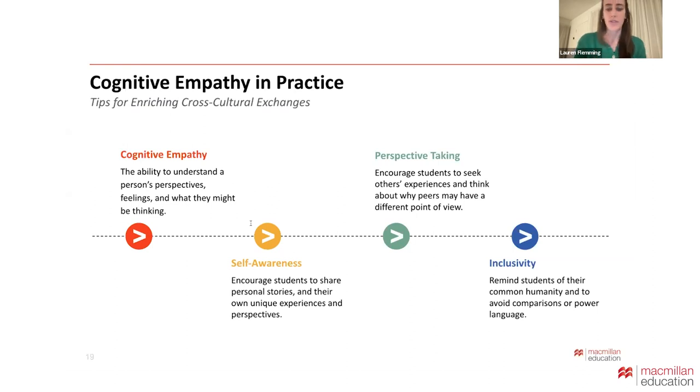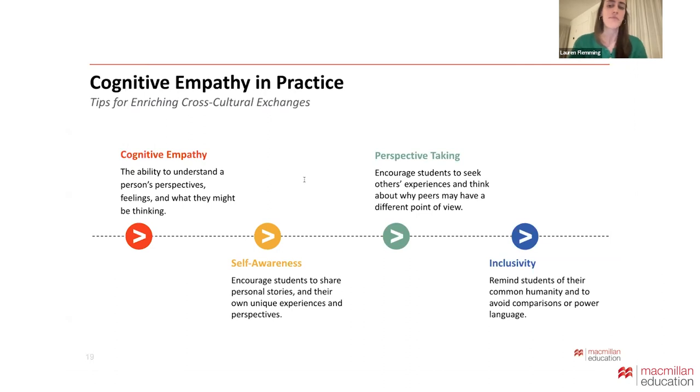And one simple way to have students practice perspective taking day to day in your classroom is during reading activities, where you can prompt students to consider a character's thoughts and feelings, or how a character might act next based on what they know about the character's background and experiences. And again, these are all great ways to practice language learning as well, and that can be incorporated into a language learning classroom.